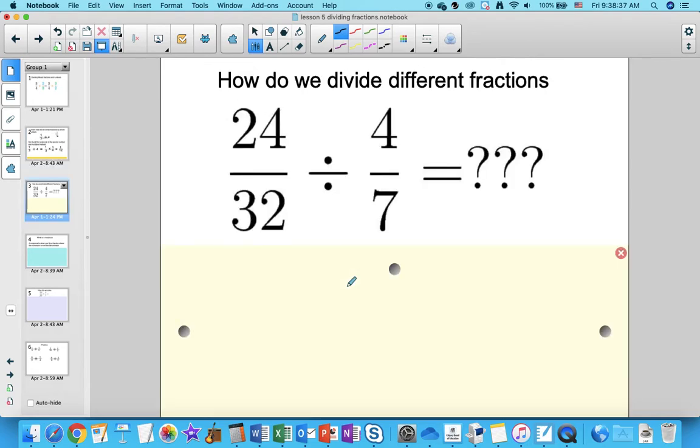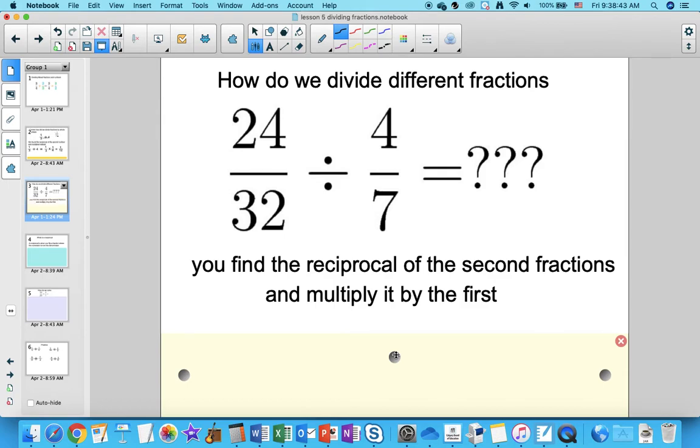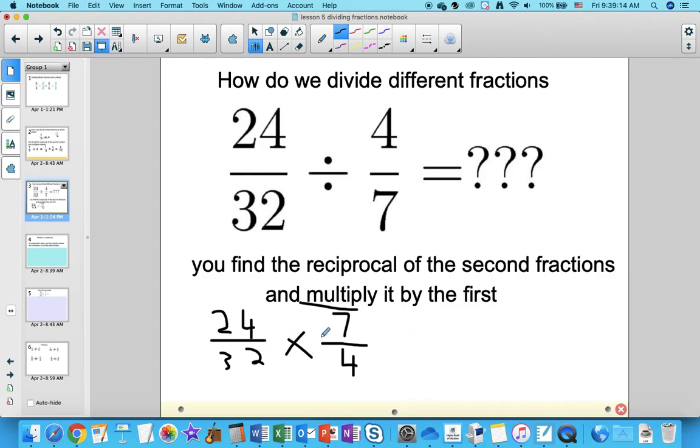Well, how do we divide different fractions? You do the same thing. You find the reciprocal of the second fraction and multiply it by the first. Here we have 24 over 32 divided by 4 over 7. We find the reciprocal. As we mentioned before, the reciprocal is a flipped fraction. So 4 over 7, the flipped fraction, the reciprocal, is 7 over 4. We flipped it. We took this, put this up, took this, put this down. And instead, we multiply. This is what we're doing instead.